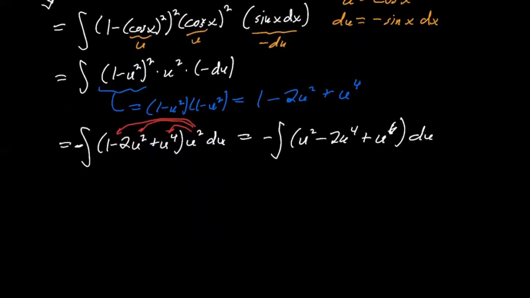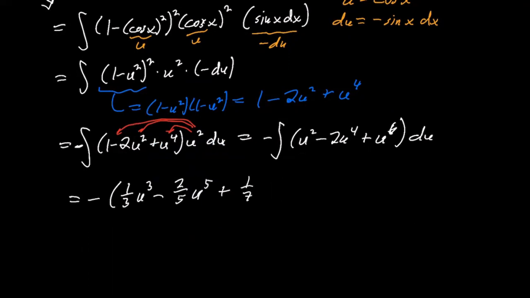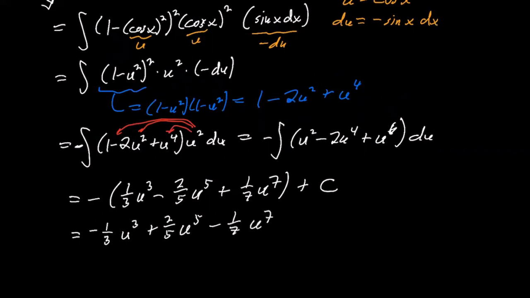And now we can integrate this because this is just power rule, right? So this is minus 1/3 u cubed minus 2/5 u to the fifth plus 1/7 u to the seventh plus c. Let me just distribute the minus sign. That's minus 1/3 u cubed plus 2/5 u to the fifth minus 1/7 u to the seventh plus c.